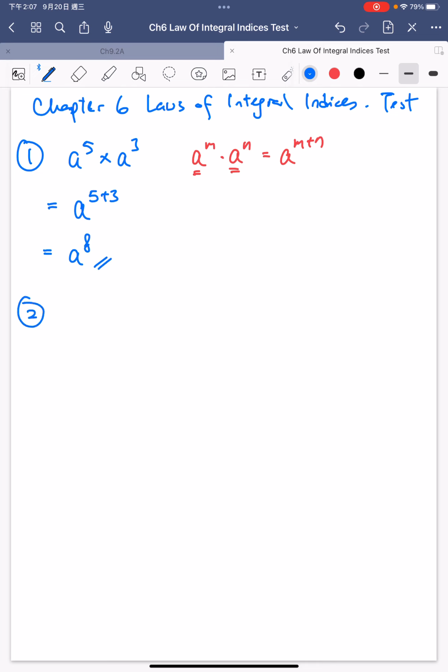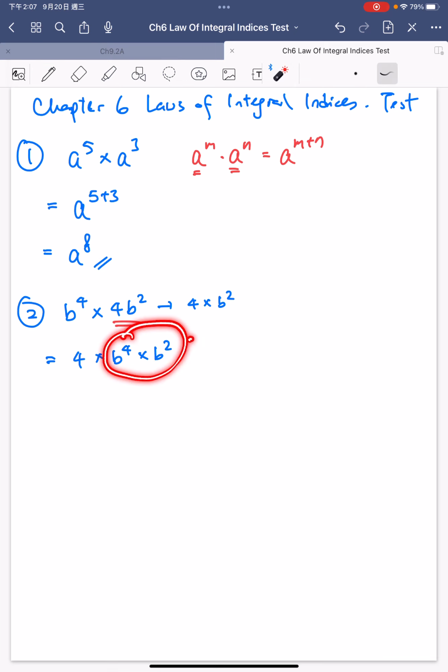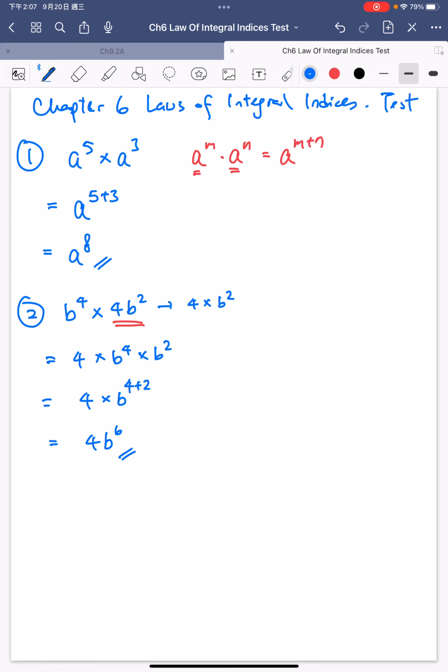For the second question, we have b to the power of 4 times 4b squared. In this question, some of the students don't understand the meaning of 4b squared. 4b squared is just 4 times b squared. So we can take out the numbers first to the left-hand side. We have 4 times b to the power of 4 times b squared. Then we can use this formula again to get 4 times b to the power of 4 plus 2. So the answer will be 4b to the power of 6.